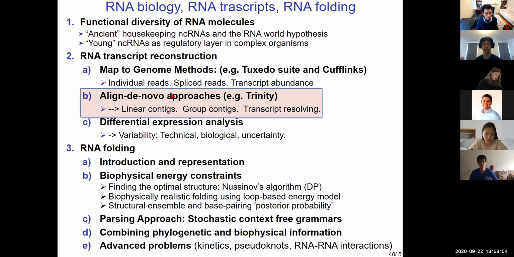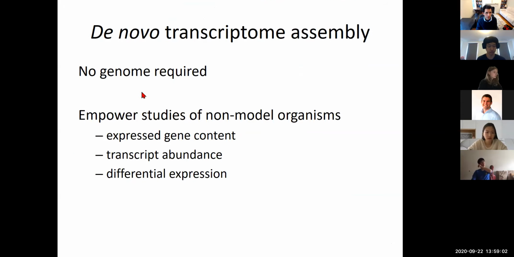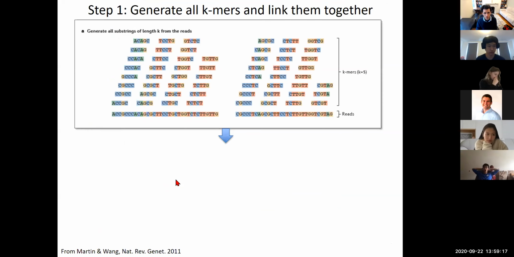Okay, so that's the Map-to-Genome methods. It's also worth talking briefly about the Align-de-novo methods that deal with the fact that perhaps we don't have a genome for that species. And therefore, you want to empower studies of non-model organisms and then infer the expressed gene content, the transcript abundance, and also differential expression for those.